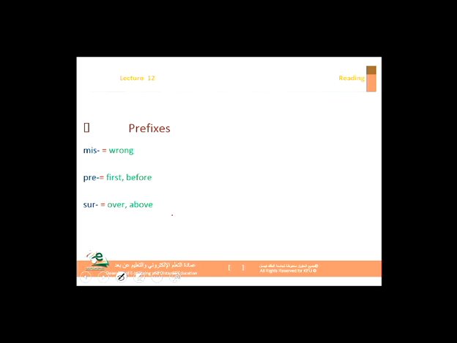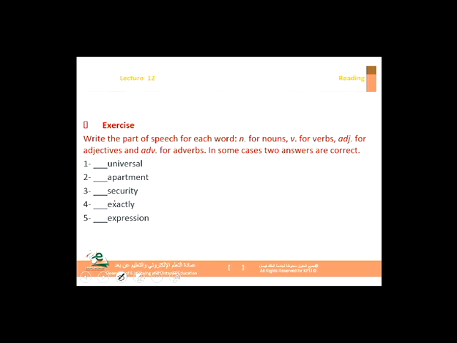Mis at the very beginning of words means wrong. Pre means first or before. Sur, S-U-R, means over or above, as you can see. Now, we have also trans, across, or uni, which means one. Do we have some exercises? Yes, we have some exercises.